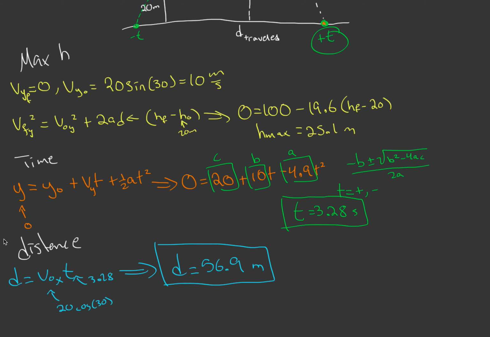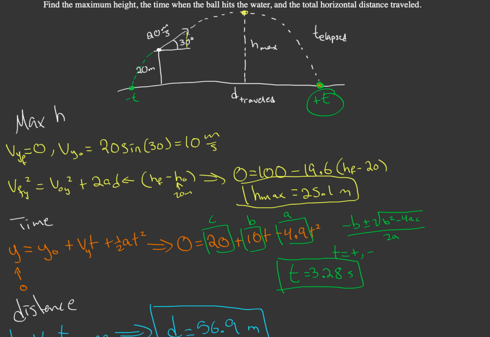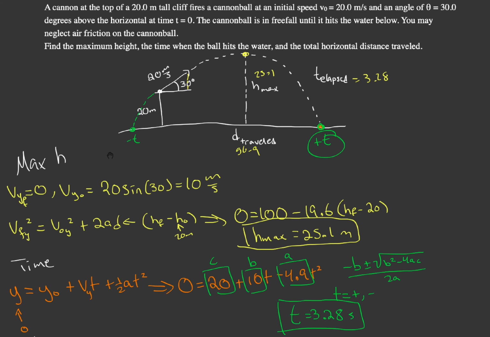The time, like I said before, is the time that it's in the air. And the max height is the maximum height achieved by the cannonball. So 25.1 meters, not above the initial starting point, but total. So this whole thing is 25.1. This is 56.9, and the time elapsed is 3.28 seconds. So that is projectile motion.